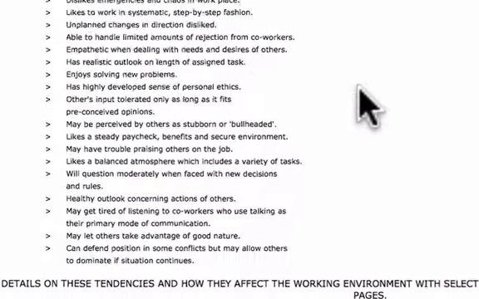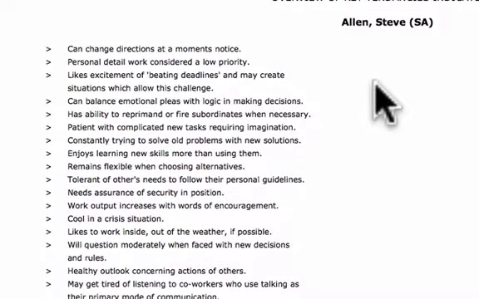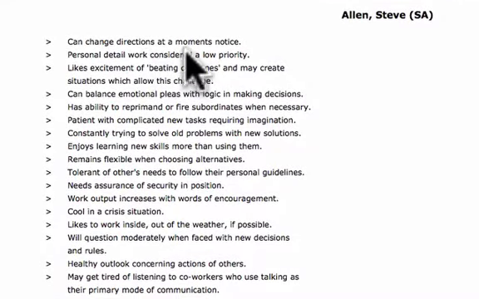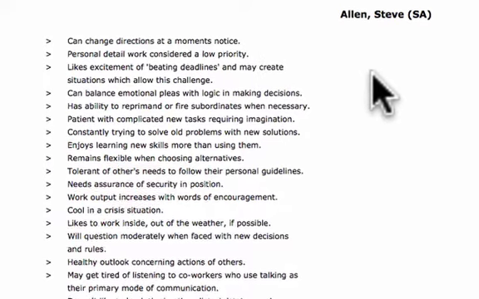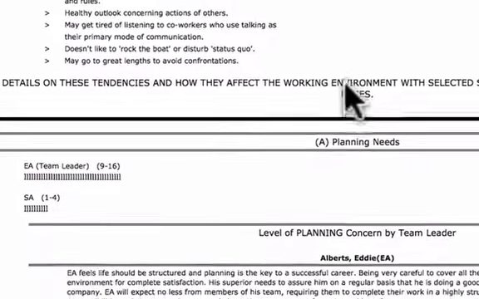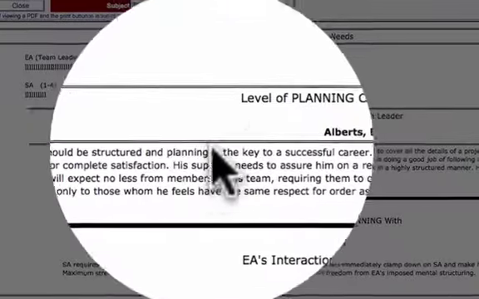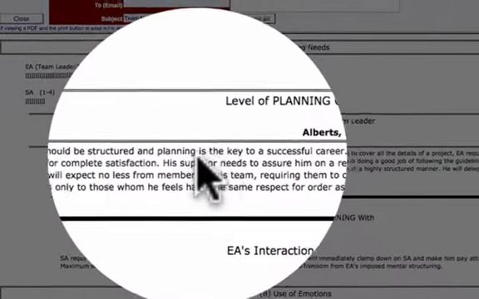Well, for the team member, we also get a summary page that gives us an overview of his key tendencies. In this case, Steve Allen can change directions at a moment's notice. Personal detail work is considered a low priority. Things like that. Obviously, you can see there's quite a bit of information. Now, what's going to happen when these two people interact? Let's take a look at the first dimension, which is planning needs. It's going to break out what the relationship is like.